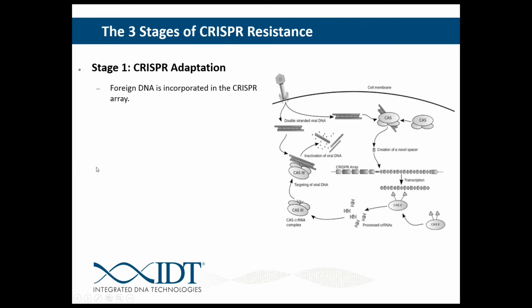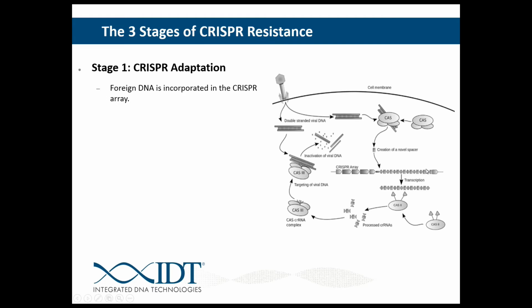It's basically a three-step process. The first step is the introduction of foreign DNA into the CRISPR array. So what happens is the foreign DNA from a virus is injected into the prokaryote. The CRISPR-associated sequences produce proteins that are involved in the CRISPR cycle. And what a set of the Cas proteins do is to cleave the double-stranded DNA into short fragments and insert those in between the repeats within the CRISPR array.